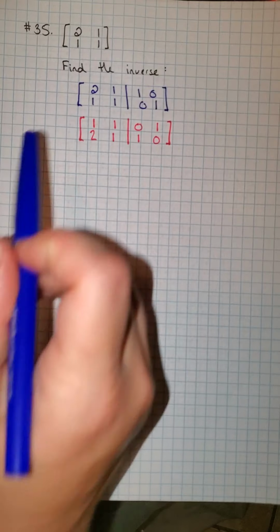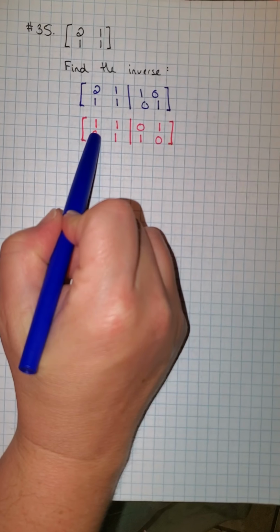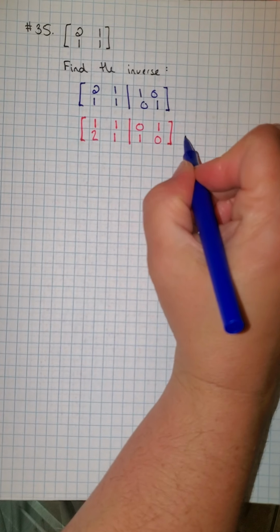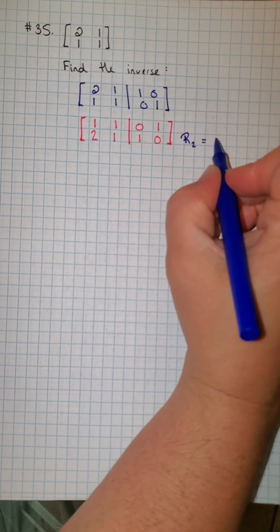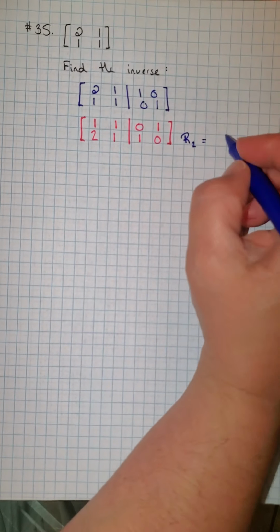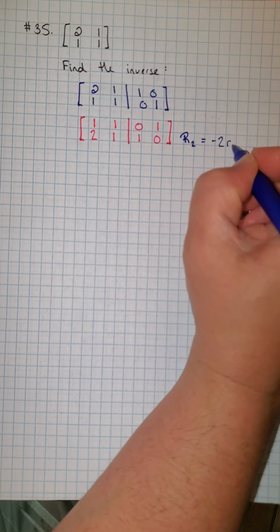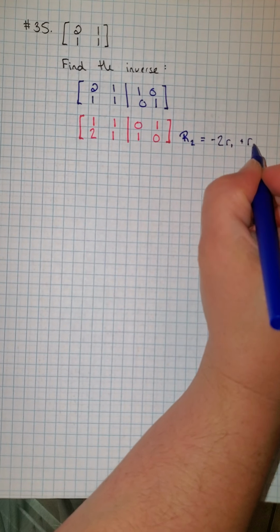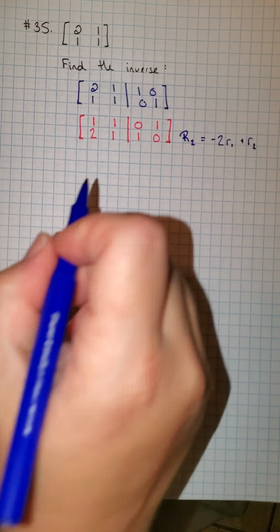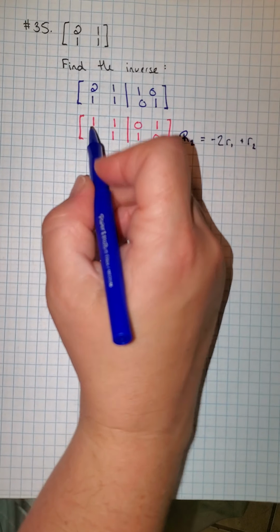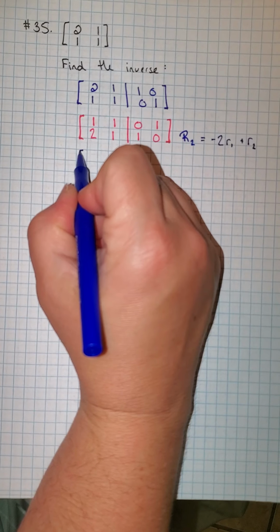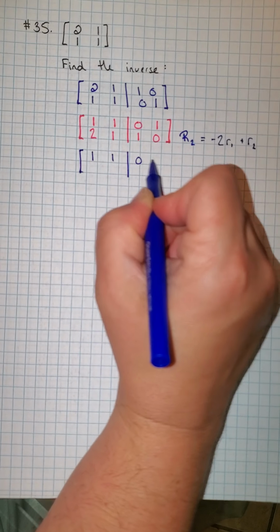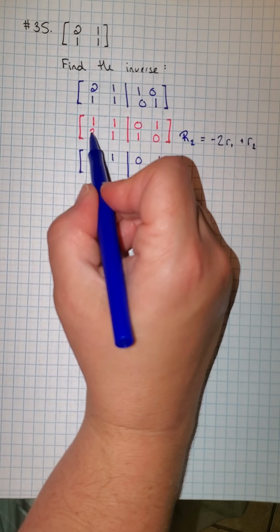Alright, now we want this to be a 0 would be our next goal. So we have the 1, now we want the 0. So our new row 2 will be negative 2 times row 1, we're going to add it to row 2. So we have negative 2 plus 2 will be 0. Oh, hang on. Let me write the first row down. Okay, so negative 2 plus 2 is 0.